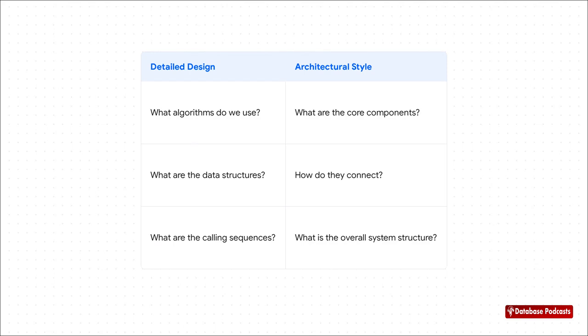Over on the left, you've got detailed design. This is the stuff a lot of us do every single day, picking the perfect algorithm, figuring out the right data structure, the calling sequences. Think of it like deciding on the specific type of bricks or the gauge of wire you're going to use in a house. But then on the right, you have architectural style.